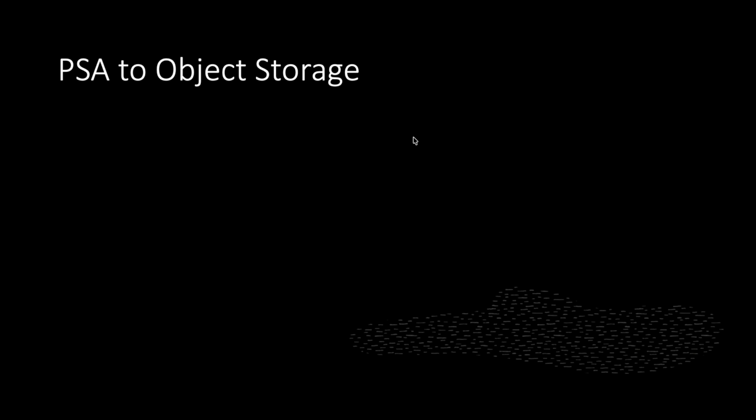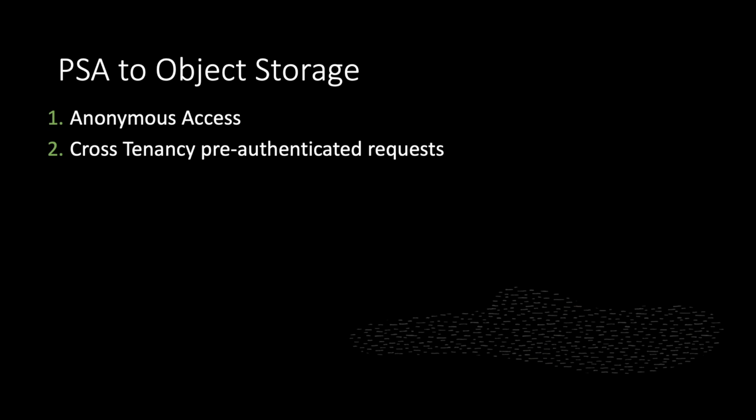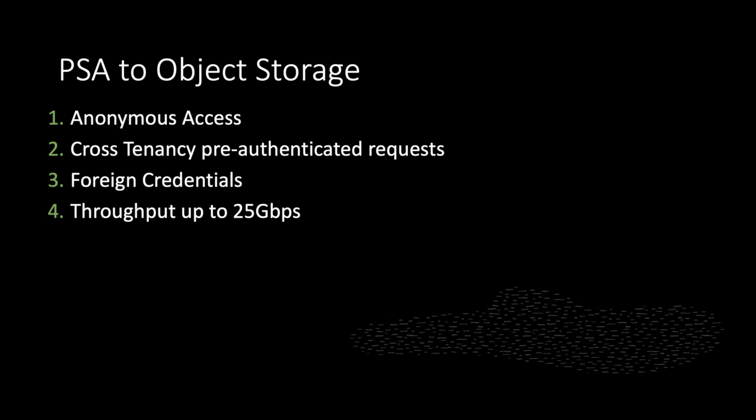Next, with PSA, Object Storage becomes privately accessible across the region without requiring public endpoints. Oracle enhances security by blocking anonymous access, cross-tenancy pre-authenticated requests, and foreign credentials. The service also delivers throughput up to 25 gigabits per second, making it suitable for enterprise-scale workloads and data-intensive applications.